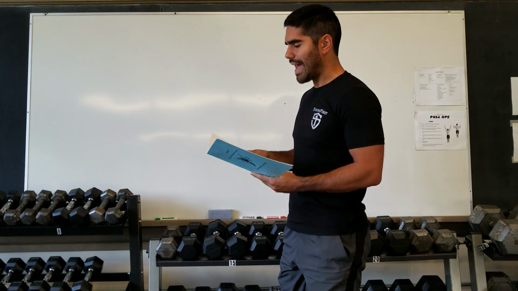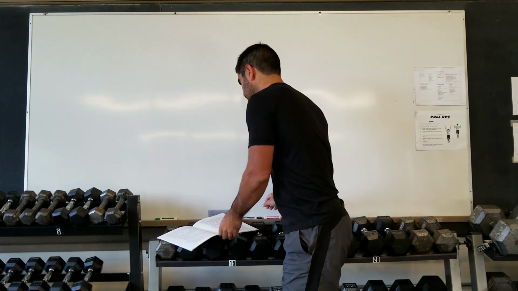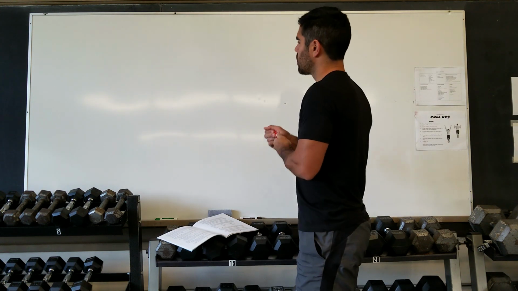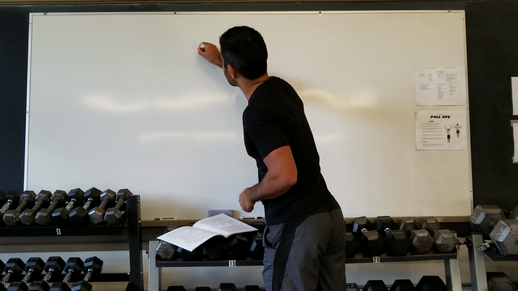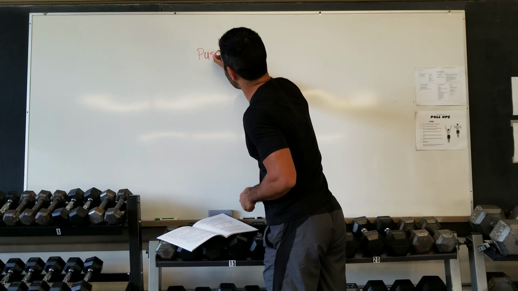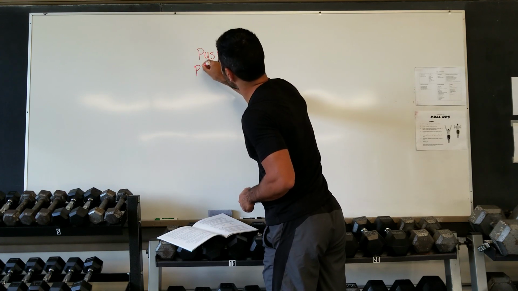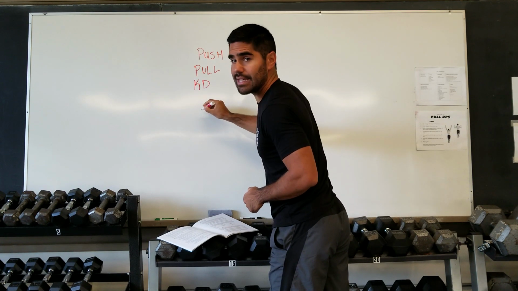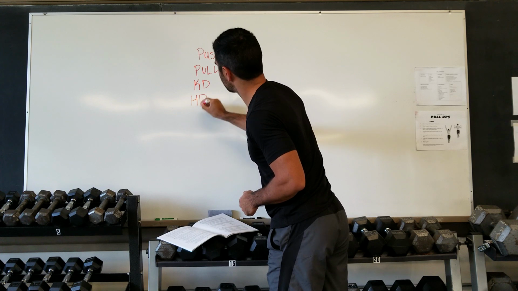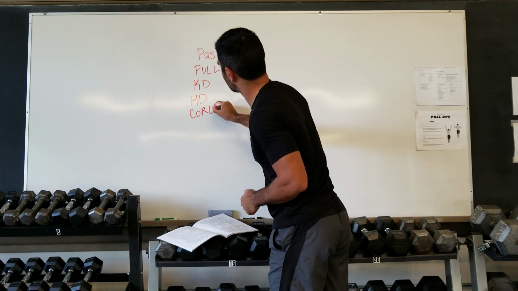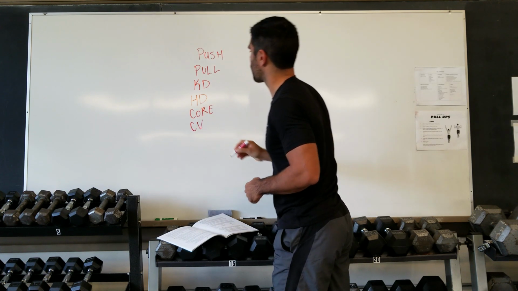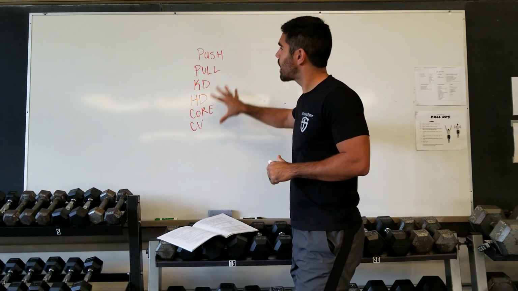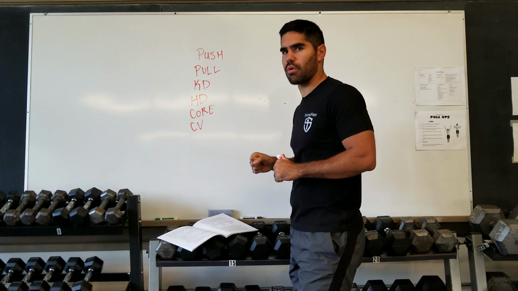But now we want to look at how we can put it all together. When we organize our exercises, we've got different types of exercises that we're going to include. We're going to have a pushing exercise, a pulling exercise, knee dominant, I'm just going to put KD, hip dominant, core, and I'm going to put CV for a cardiovascular exercise. These are the kinds of exercises that you need to include in your workout.